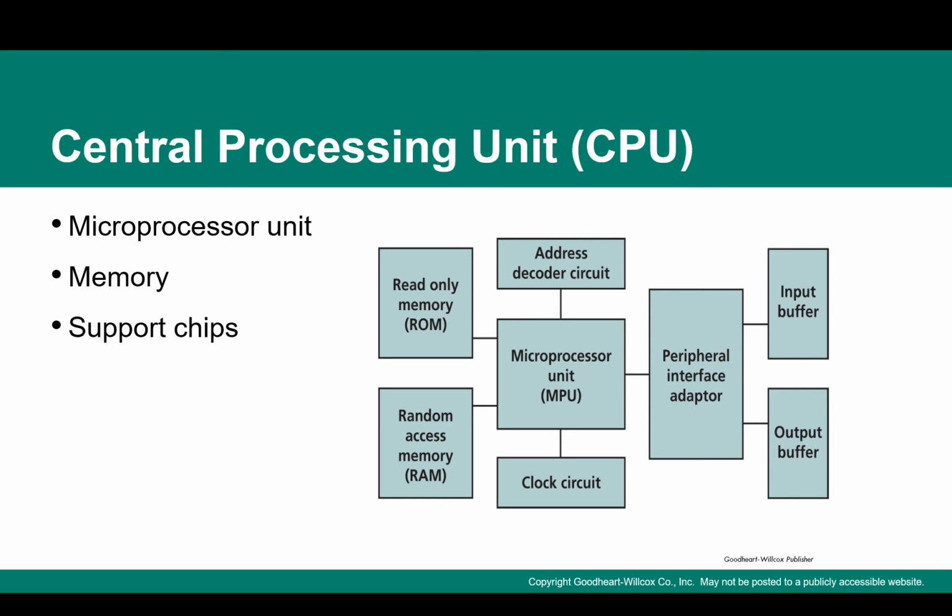But inside the CPU, there are different blocks, as you can see here. The MPU, or microprocessor unit, is the main unit, which is basically processing or executing instructions. It also has memory, as you can see here: ROM, or read-only memory, and RAM, or random access memory. We will learn about what a ROM and a RAM are. And there are other supporting ICs, like the one for generating the clock circuitry, or to decode the address, or for peripheral interface adapters, input buffers, output buffers. So there are different support ICs required in order to make the entire system work as a CPU.